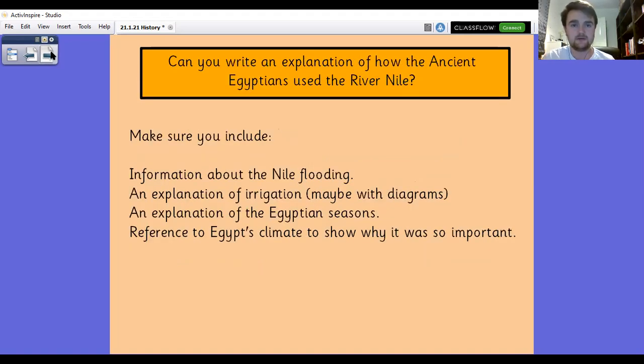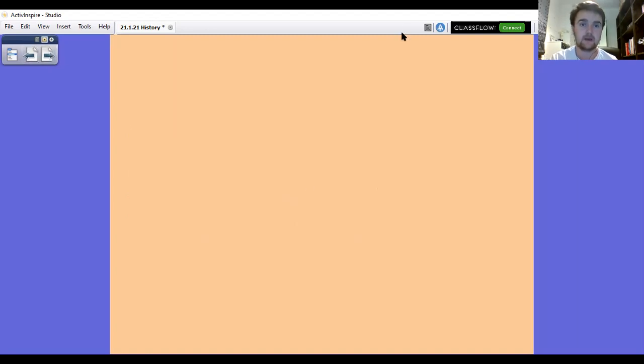So, can you have a go at writing an explanation of how the ancient Egyptians used the River Nile? And there's a few things to try and include. Information about the Nile flooding, an explanation of irrigation. You could do that with diagrams if you'd like to, and you can attach a picture onto Teams. That's absolutely fine. An explanation of the Egyptian seasons. How were their seasons different to the seasons that we have now? And talk about Egypt's climate as well. Why was it so important to get water from the river compared to what we do in the UK?